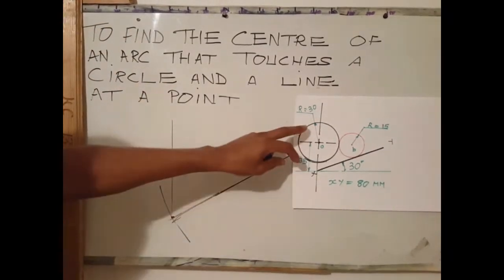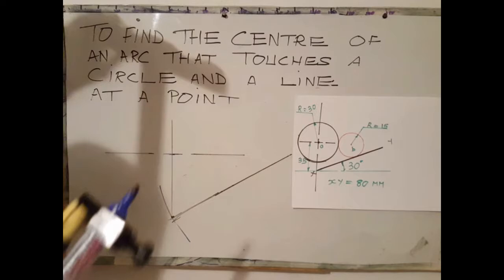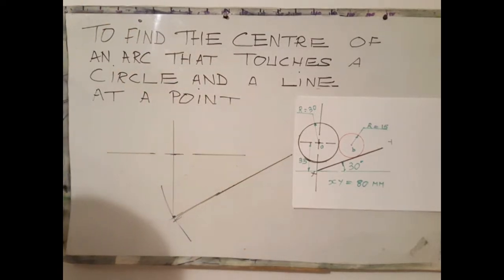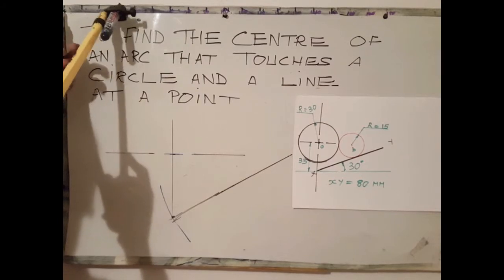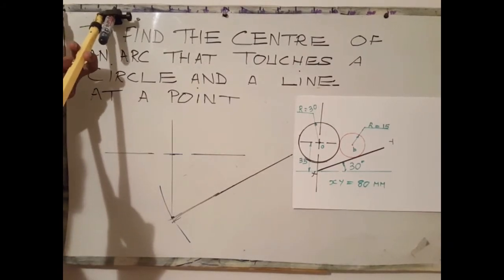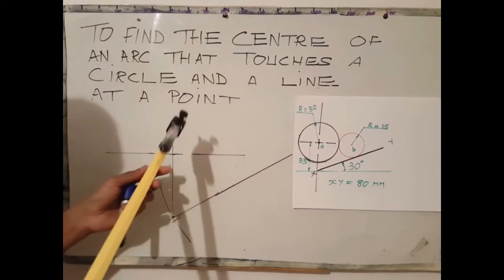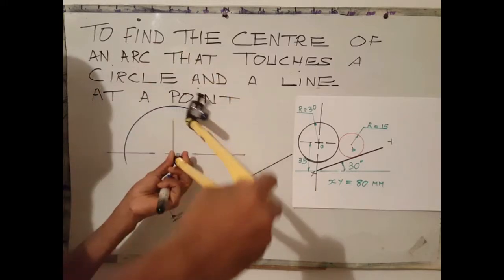Next step is to draw the circle of radius 30 millimeters. Open my compass to 30 millimeters. Draw a circle here.